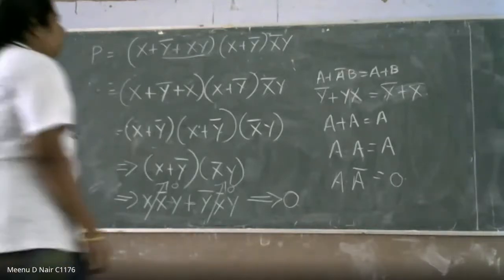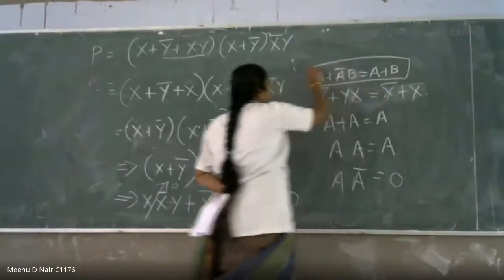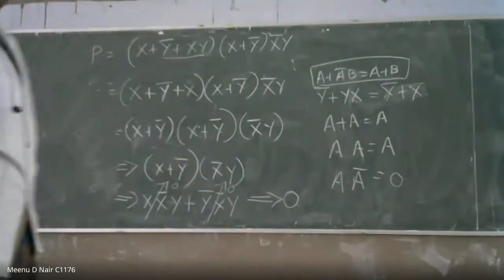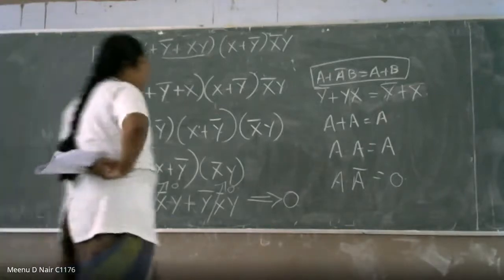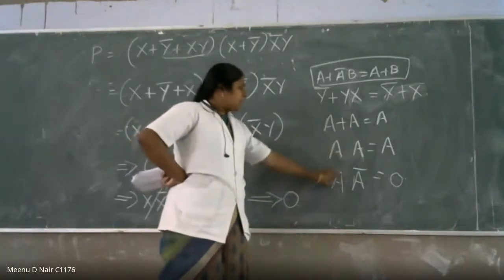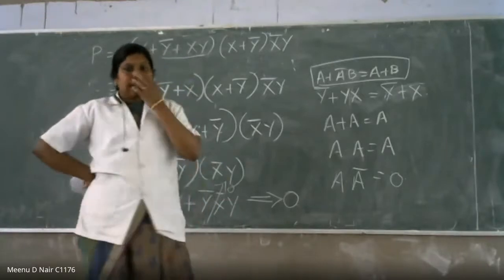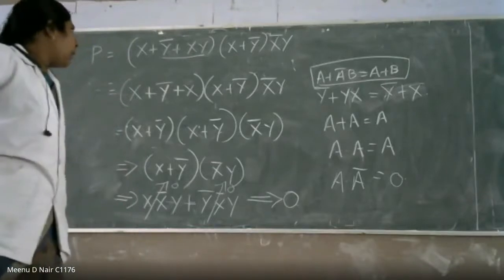Okay. So this is the main thing you need to study. A plus a bar b is equal to a plus b. So that is the main identity you have to remember. Then all other things you already know: a plus a is equal to a, a into a is equal to a, a plus a bar is 1, a into a bar is equal to 0. Okay. So these are the main identities which are used in this problem.